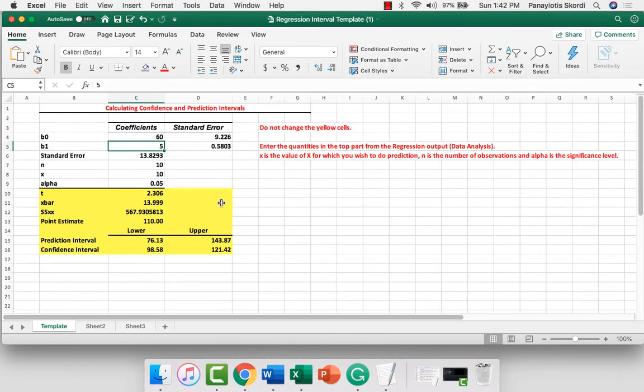So here it is right here. We fill in everything up here and nothing down here in yellow. Down the bottom will give us the prediction and confidence interval. So we need all these figures. Now, some of these figures we already know.